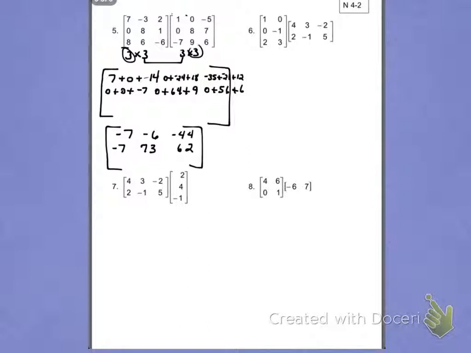Last row, first column. 8 times 1 is 8, plus 6 times 0 is 0, plus negative 6 times negative 7 is positive 42, which is going to end up being 42 plus 8, or 50.